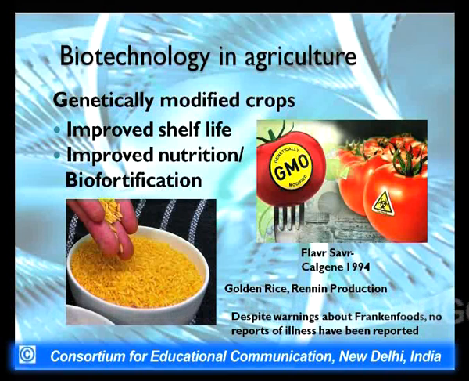For example, improved shelf life in the case of Flavr Savr. Calgene was the first company to come out with Flavr Savr in 1994. There is a particular protein in tomatoes that helps in ripening. What they did was inhibit the effect of this gene in such a way that these tomatoes took longer to ripen. Because of the delayed ripening, the farmer got more time to harvest the crop and to export the crop, and spoilage is heavily reduced. So it improved the shelf life of tomatoes.